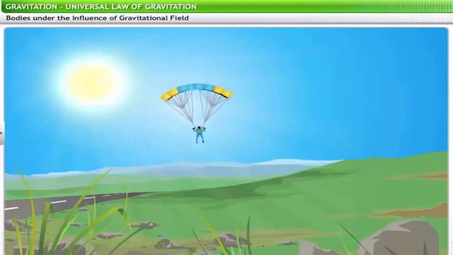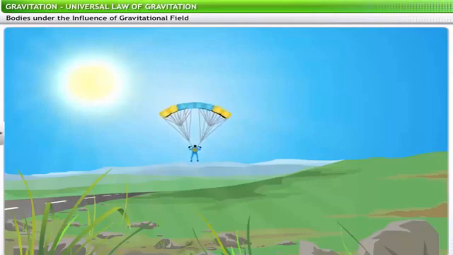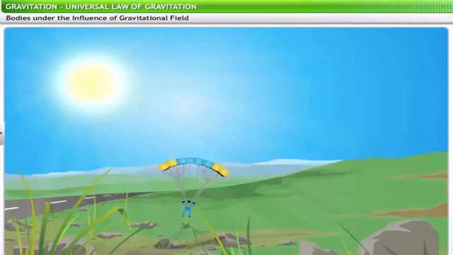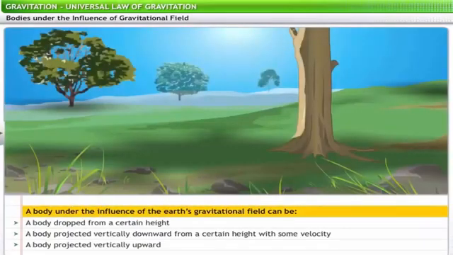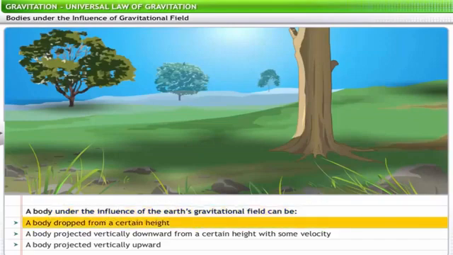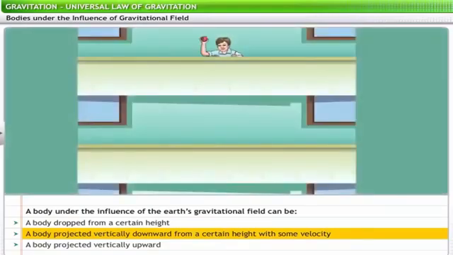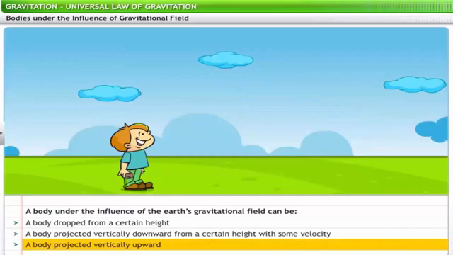A freely falling body is always under the influence of the gravitational field of the Earth. But not all the bodies under the influence of the gravitational field of the Earth are freely falling bodies. A body under the influence of Earth's gravitational field can be a body dropped from a certain height, like a ripe fruit falling off a tree. A body projected vertically downward from a certain height with some velocity, such as a ball thrown down by a boy from the 5th floor of a building. Or a body projected vertically upward, for example, a stone thrown vertically upwards.